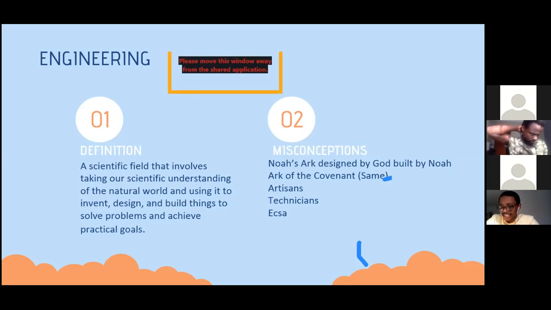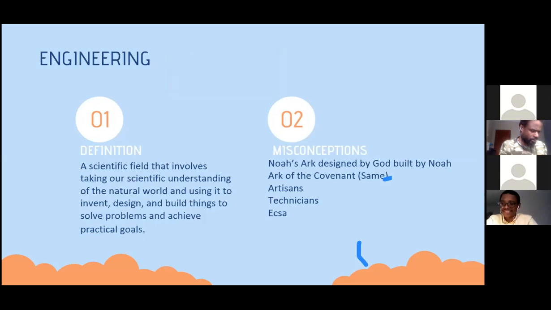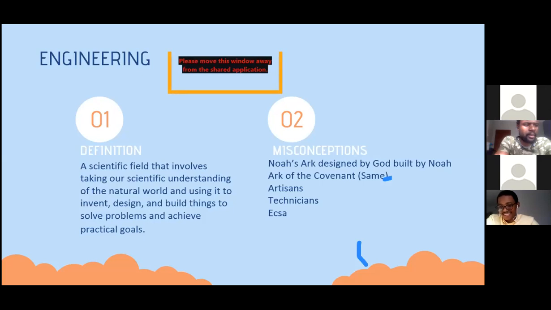Another example: the person who does your electricity at home is not an electrical engineer. He's an electrician. He's also an artisan. And the person who builds your house, the one who puts the bricks there, is not a civil engineer. He's a builder. He's also on the artisan line.